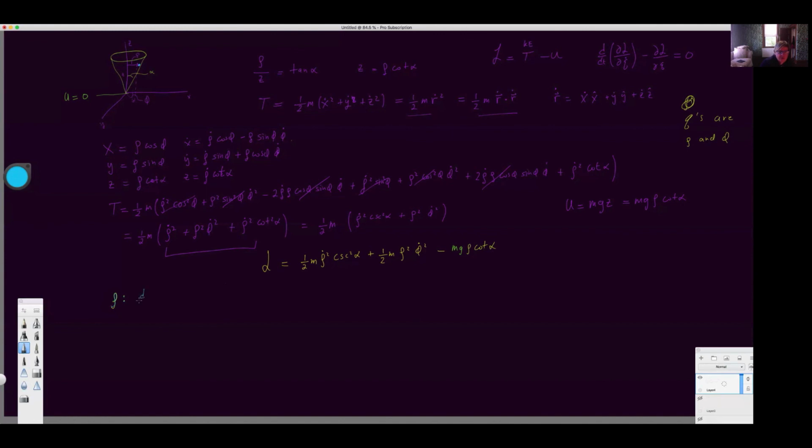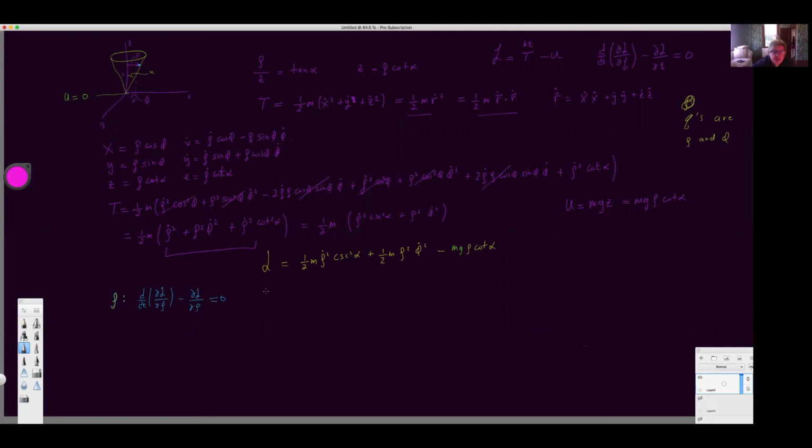Now Lagrange's equations for rho are d/dt of partial L partial rho dot, minus partial L partial rho, equals 0. So let's do it. We are implementing the rho equation, so let's start with the partial L partial rho dot. That's just this term; there are no other rho dots anywhere.